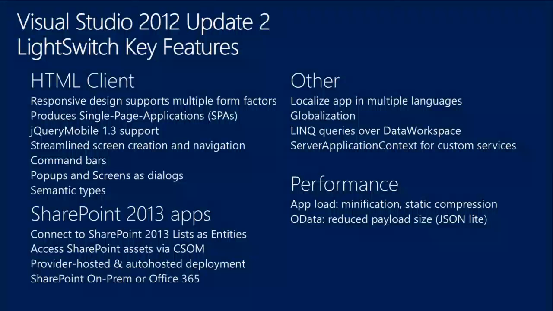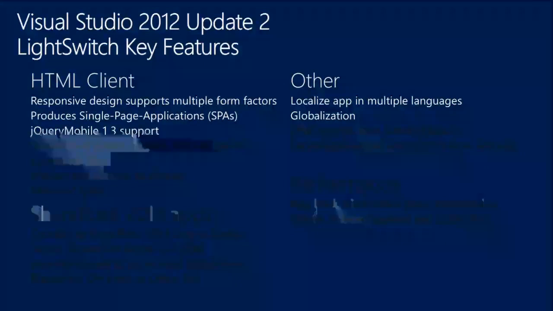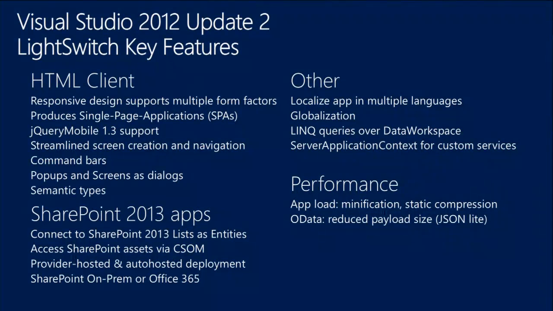Some other things that we added in this release is support for localizing your app into multiple languages. I think that's especially important for the European market. Americans don't usually think about that. And we optimized the performance. Think about mobile devices. On the phone, the network connection isn't that good all the time. So you want to make sure that the payload that you're transferring between the client and the server is as minimal as possible. So that's something we did, and we basically reduced the payload for OData by switching from the Atom feeds to JSON Lite format.